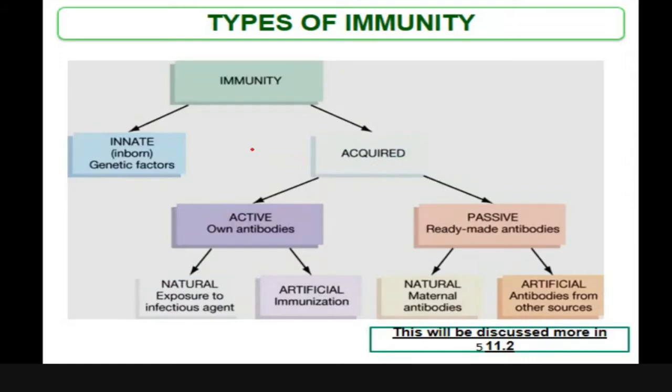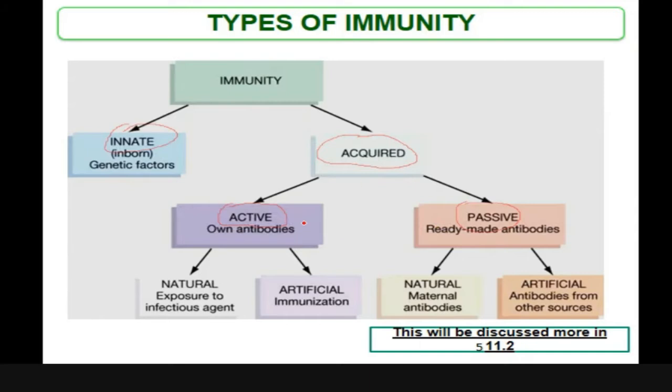So when we are born into this world, we have our innate, memang sedia ada. This usually depends on our genetic factors. Contohnya kulit kita, jenis apa, macam mana, sensitif, kulit sensitif dengan tak sensitif, itu adalah innate, inborn. Then we have acquired immunity. Acquired immunity then will be divided into active and passive.